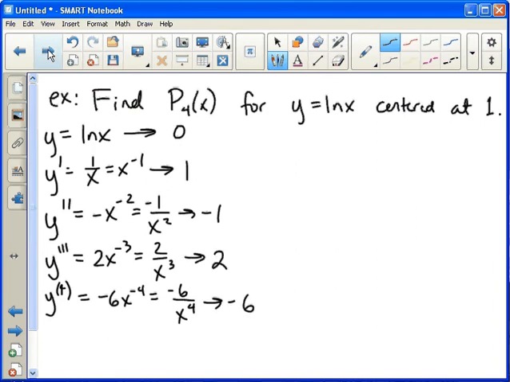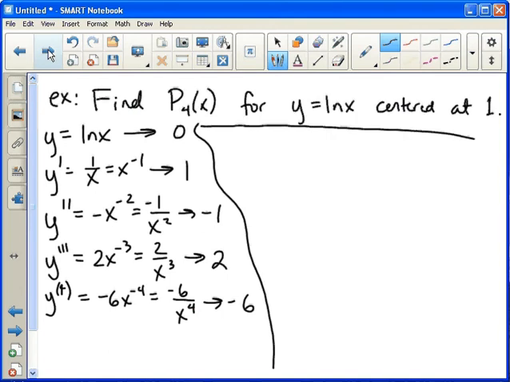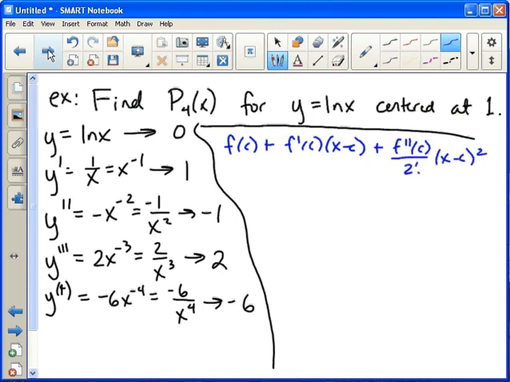Okay, so again, the general formula for what we'd be doing here would be f of c plus f prime of c times x minus c, plus f double prime of c over 2 factorial times x minus c squared, plus f triple prime of c over 3 factorial times x minus c cubed, plus the fourth derivative over 4 factorial times x minus c to the 4th.